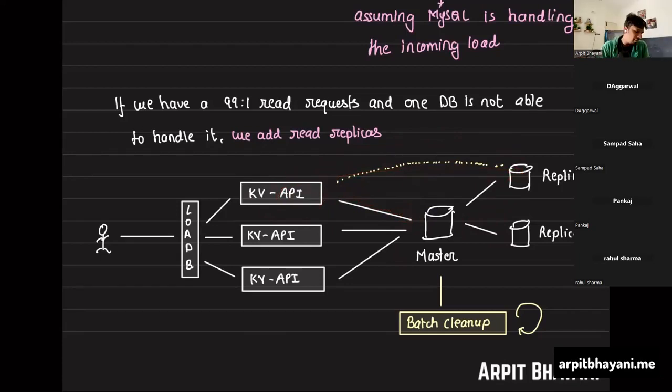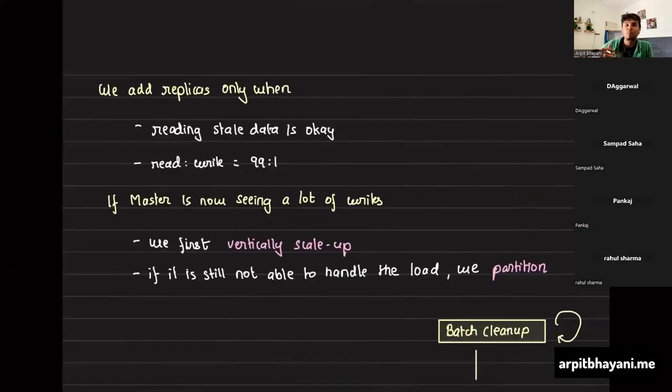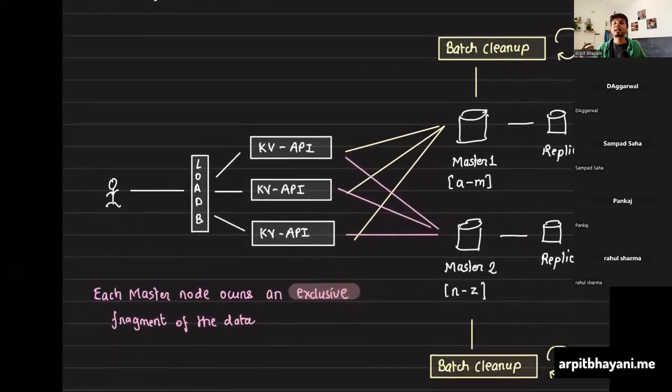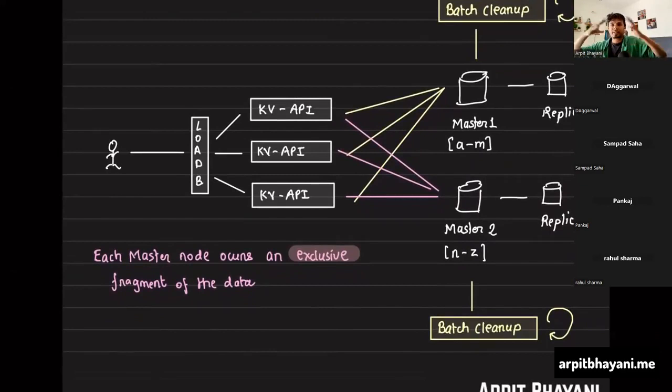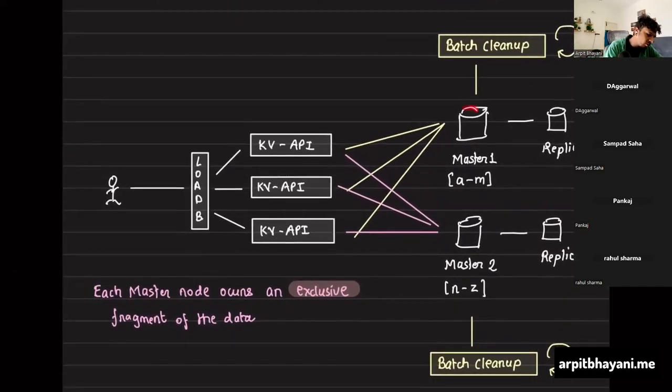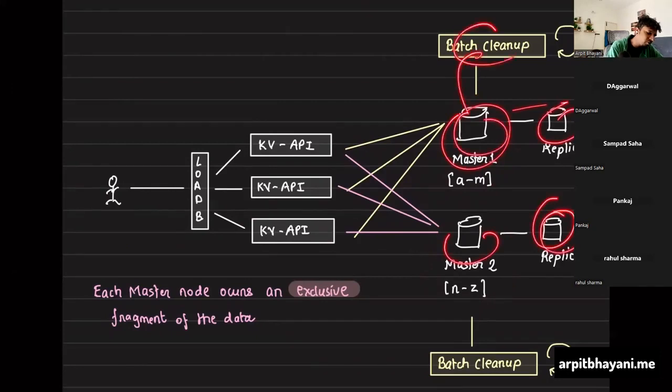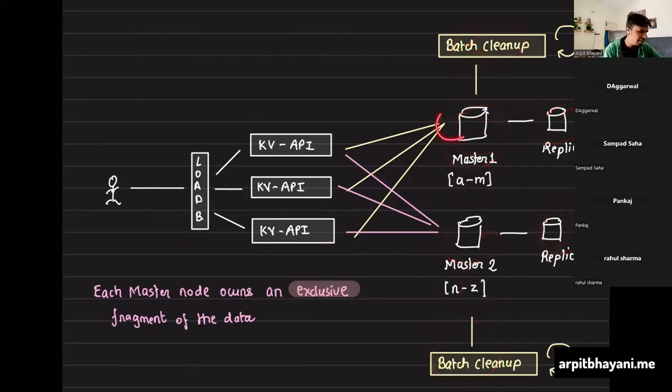But now there would come a time where your one master will not be able to handle the write load. What you do is first try to vertically scale up. When you cannot do that, then you shard your database. When we say sharding, it's literally having an exclusive copy of data across databases. For example, if my key value store supports strings A to Z, you have one master that handles A to M and another master that handles N to Z. Each master may have a set of replicas to support it. Each master will have its own batch cleanup job running independently, cleaning up its own data.